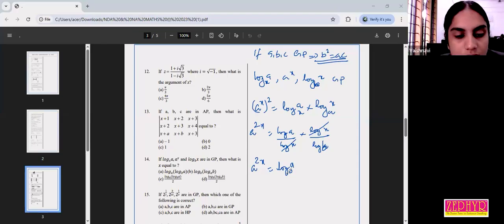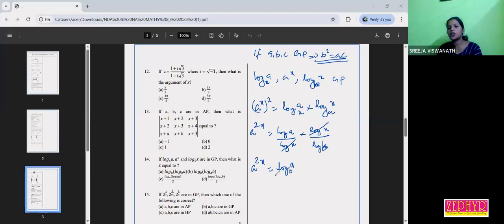Yes, teacher. Okay. A raised to 2x equal to log a to the base b. Now we can take log on both sides. Since the option, look at the option.